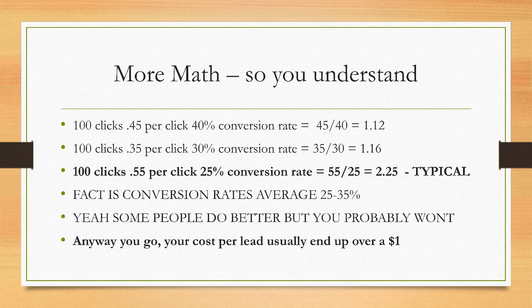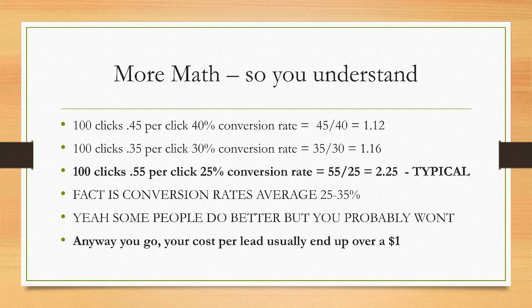Okay, so let's do a little bit more math so I make sure that you can understand. If you buy 100 clicks at 45 cents per click, it's costing you $1.12 per lead. If you're buying 100 clicks at 35 cents per click at a 30% conversion rate, it's costing you $1.16 per lead. If you buy 100 clicks at 55 cents a click at a 25% conversion rate, it's costing you $2.25 per lead. That's what it costs to get the lead into your autoresponder. Those are not engaged leads. Only 50%, if you're really good, are going to open an email. So it's probably costing you close to $4.50 typical to get an engaged lead.